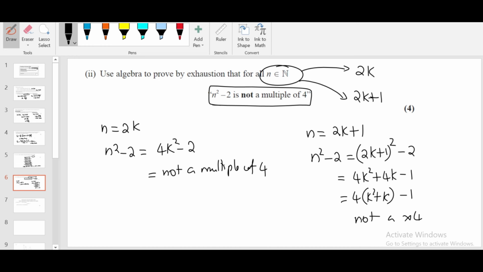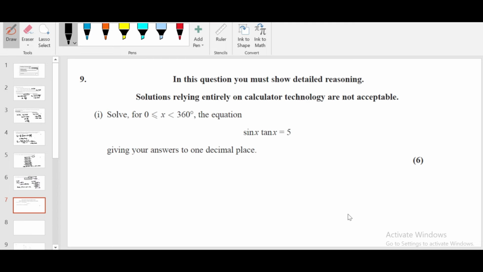So you need to write the conclusion now. We proved that it's not a multiple of 4 for both cases. Now we need to write the conclusion that for all n belonging to natural numbers, n square minus 2 is not a multiple of 4. That's how you conclude. Question number 9 from trigonometry, solving a trigonometric equation.